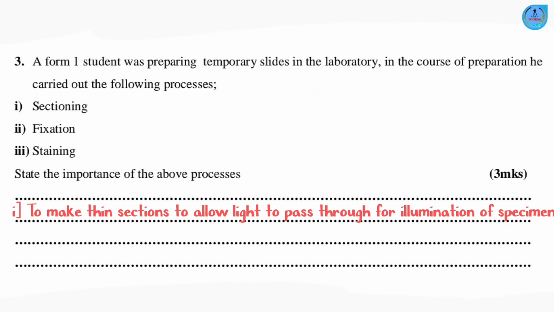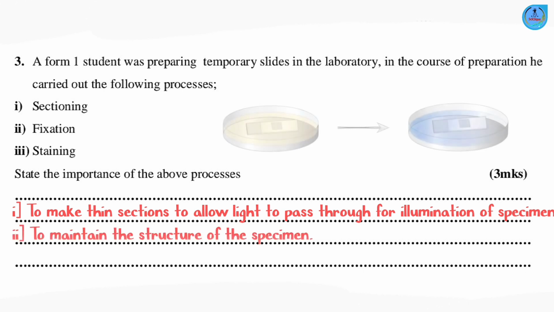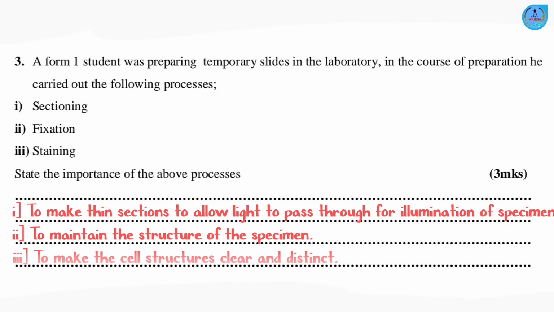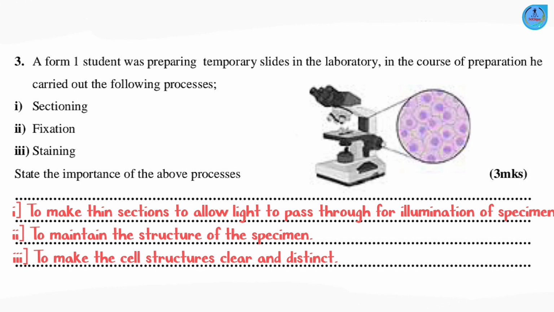Roman number 2, fixation. So fixation is a process that is undertaken during preparation of slides. In this process, the specimen is treated with a solution that hardens it, and by doing so, maintains the structure of the specimen. Roman number 3, staining. So this is the process whereby you apply dyes to a specimen. This is so as to ensure that the structures within the specimen become clear and distinct for viewing under a microscope.